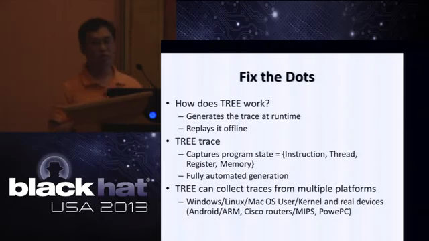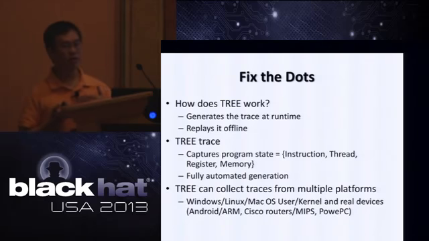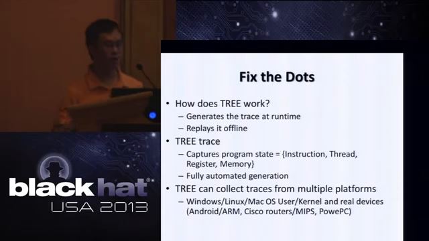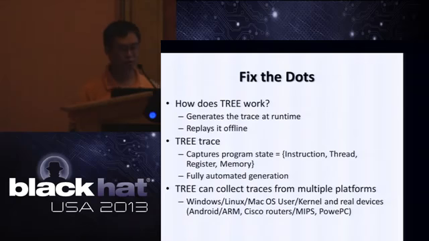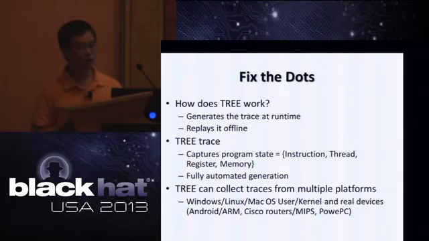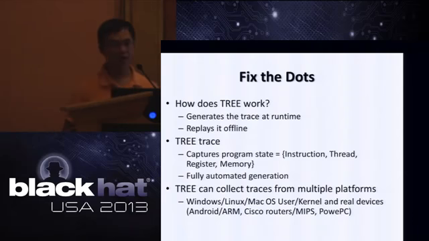So in the tree trace, we'll record and capture the program states. Actually, we only capture the data, the changes between the program states. That will include the instruction, thread, register, memory, and we have automated this process so you don't have to do it manually. So based on the debugging infrastructure, we can collect the trace from different operating systems, such as Windows, Linux, Mac, and from user mode, kernel mode. And we are still working on getting the trace from real devices such as Android or the Cisco router switches.